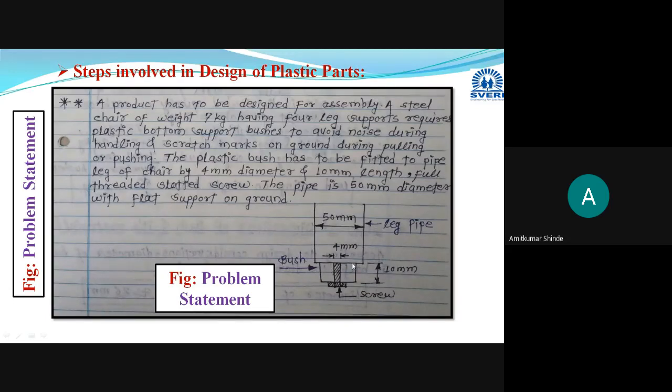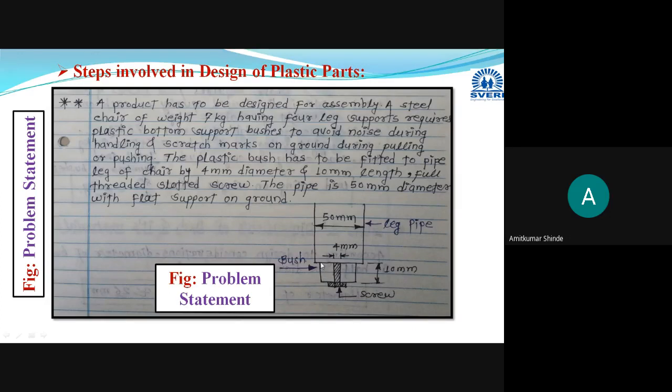Now, to determine the length of the bush, as we are going to assemble this bush to the leg of that chair, we are going to attach it from the bottom surface with the help of one screw. And as the screw has 10 millimeter length, the height of this bush will be 10 millimeter. You can decide the height with the help of the screw required. Height will be 10 millimeter.